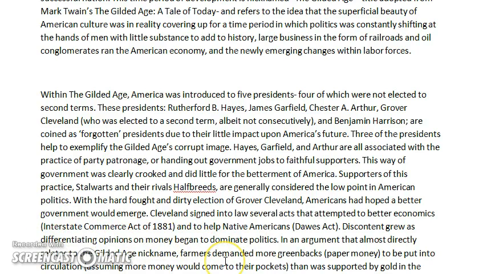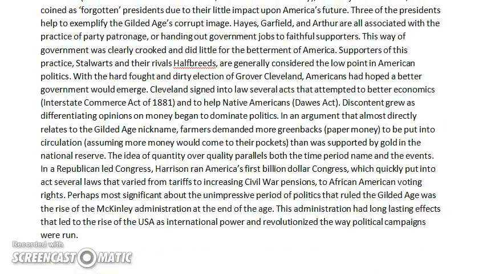With the hard-fought and dirty election of Grover Cleveland, Americans had hoped a better government would emerge. Cleveland signed into law several acts that attempted to better economics, the Interstate Commerce Act of 1881, and to help Native Americans, the Dawes Act. Discontent grew as differentiating opinions on money began to dominate politics. In an argument that almost directly relates to the Gilded Age nickname, farmers demanded more greenbacks, paper money, be put into circulation, assuming money would come to their pockets. Then was supported by gold in the National Reserve. The idea of quantity over quality parallels both the time period name and the events.